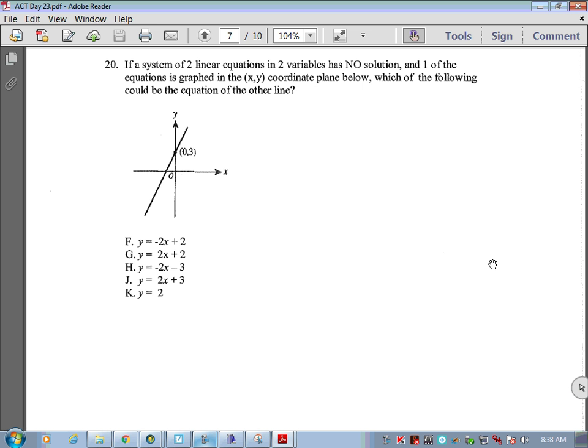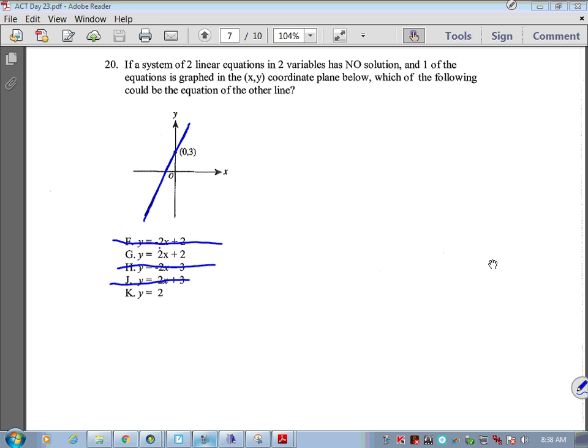Now, notice that, let's see. What we can't have is the same y-intercept. So we know that it's not 2x plus 3. And if I look at the other slopes, notice this, that has a negative slope. Well, my line has a positive slope, so I know it can't be F, right? Notice that this has a negative slope, so I know it can't be that one right there. I know they're not telling you the slope, but I'm going by the direction of the slope.